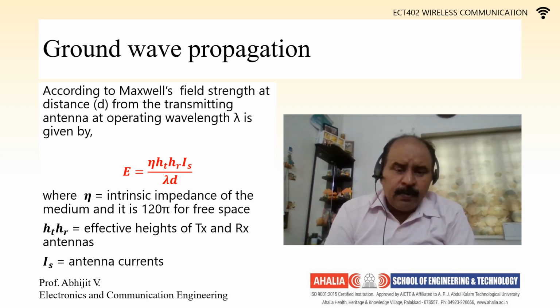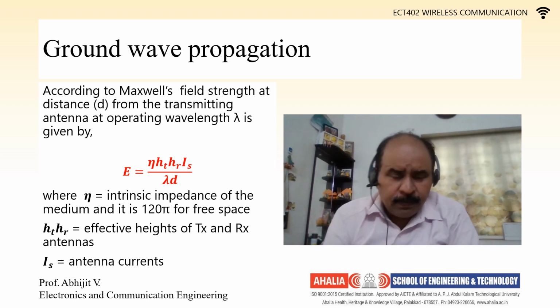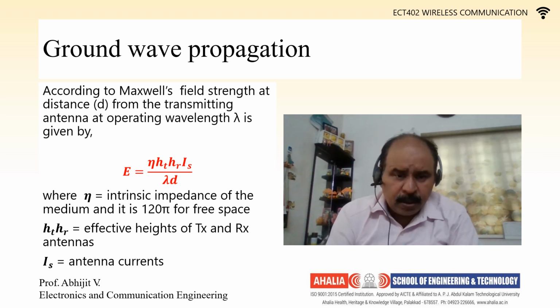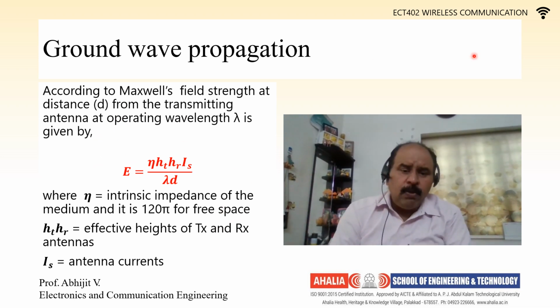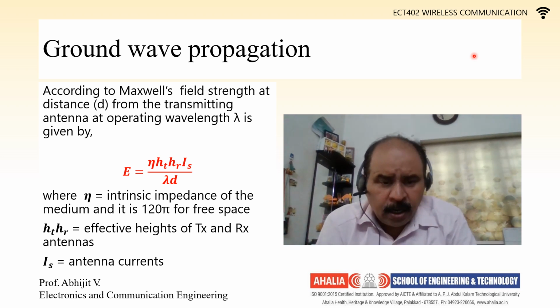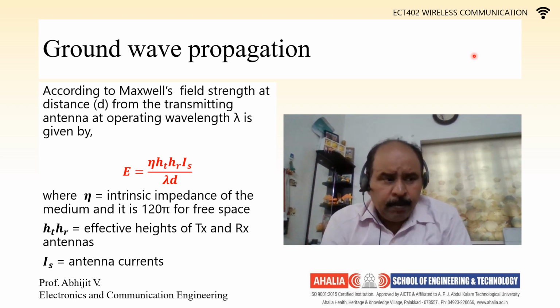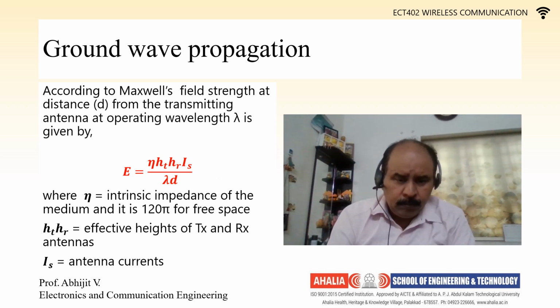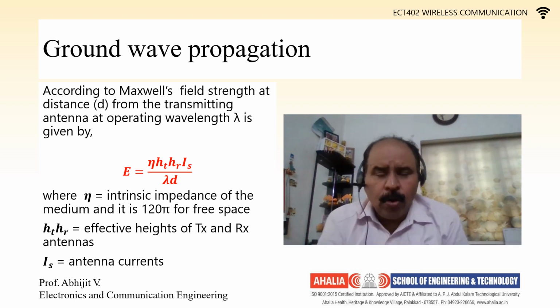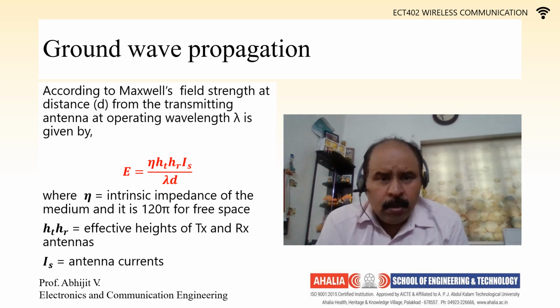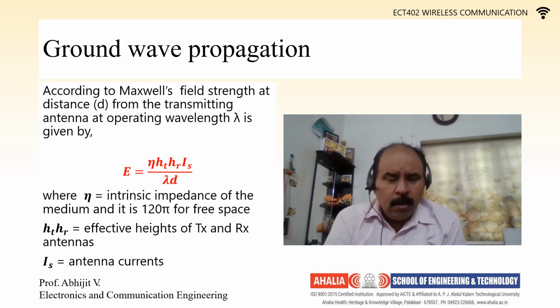The equation for the electric field strength at a particular point at distance d from the transmitting antenna is given as E is equal to eta ht hr by lambda d. Have you all noted this down? Shall I go to the next?